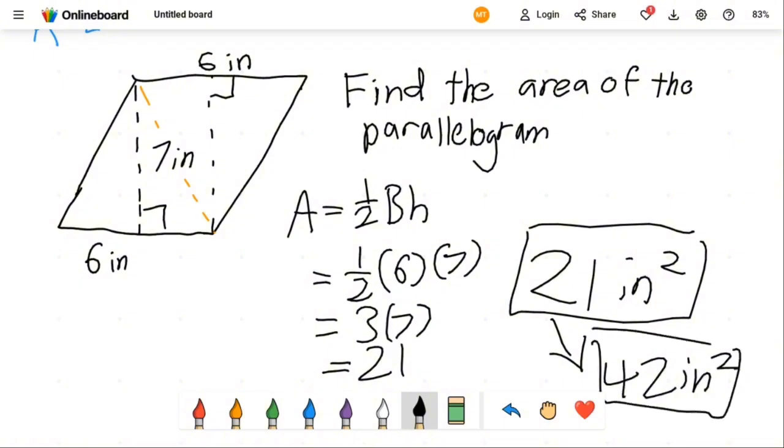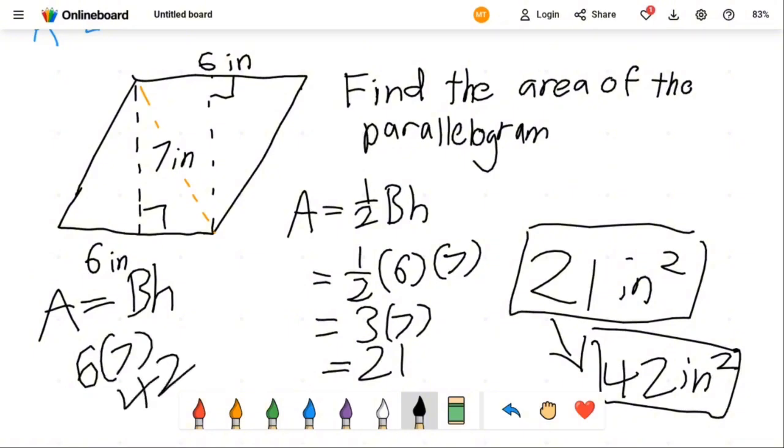That will give us the area for one triangle, and so the area of the parallelogram will be 42 inches squared, which is also equal to the area of the parallelogram, base times height, which is 6 times 7, which is 42, giving us the same area as the proof and the formula.